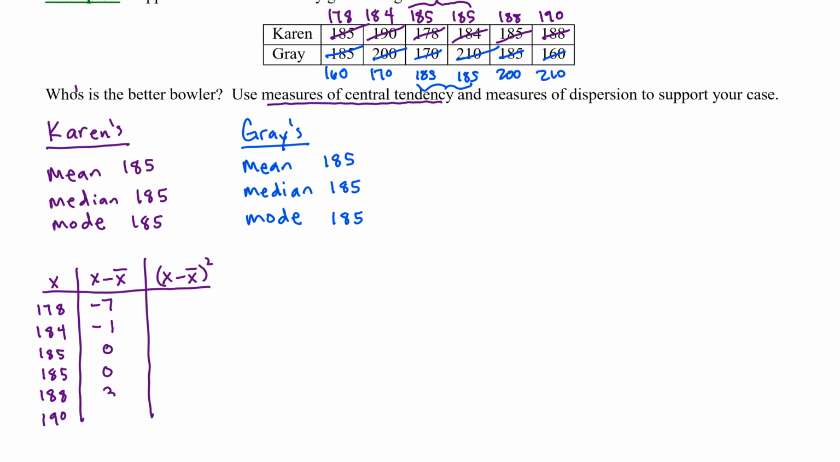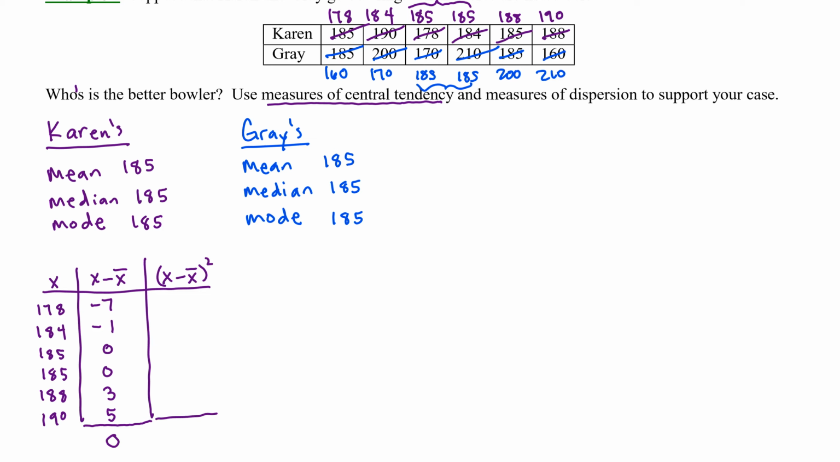188 minus 185 is 3, and 190 minus 185 is 5. Now remember, we can double check those values by adding them all up, and they should sum to 0. And again, in this case, they do exactly that. Okay, now we're going to square each of those values.